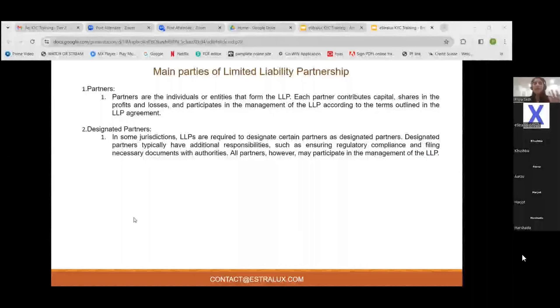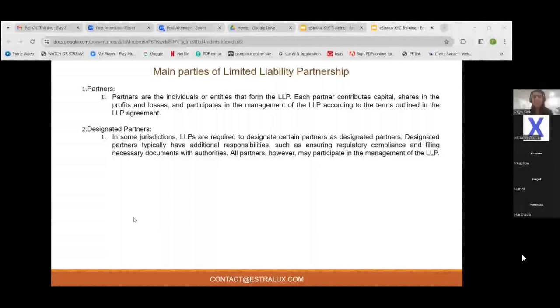They typically have some additional responsibilities, not in terms of shares, like if someone is putting in more money. But they have responsibilities to ensure that regulatory compliance and everything is maintained properly in order to run the business smoothly. Of course, all the partners will be involved in the management, but the designated partner will have some additional role in the organization. That is the only difference. You can just consider them one of the leaders among the partners, nothing more.